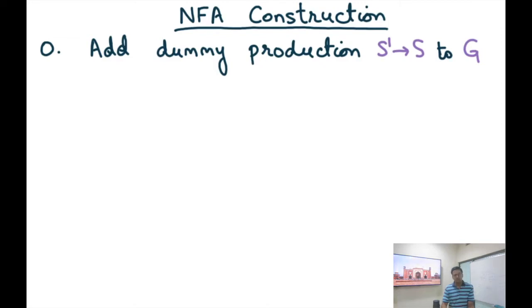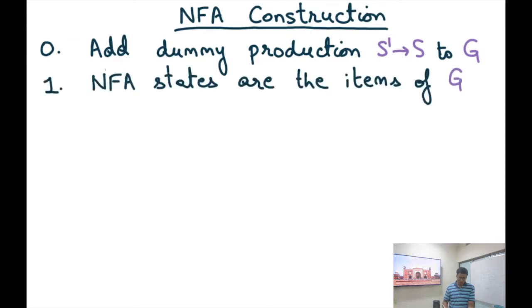The only intention of doing this is so that we are sure that S prime doesn't occur anywhere inside the RHS of any of the productions of G, whereas S may be allowed to appear in the RHS of the productions of G. And that's just a matter of convenience so that we can uniquely identify the start state. All right. Then the NFA states are the items of G, right? So we already discussed what are the items of G. Items of G are any production of G with a dot placed somewhere in the RHS of that production. So the NFA states are the items of G.